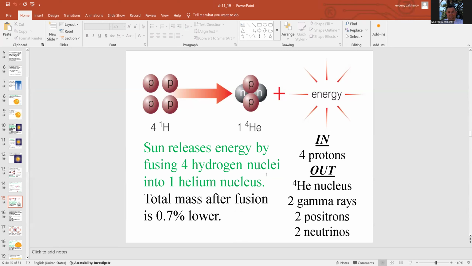This is what's going on inside the core. This is what will be going on for another, what, 4 billion years. And this is the definition for what we call the main sequence star. If a star is a main sequence star, that's exactly what's going on inside the star.